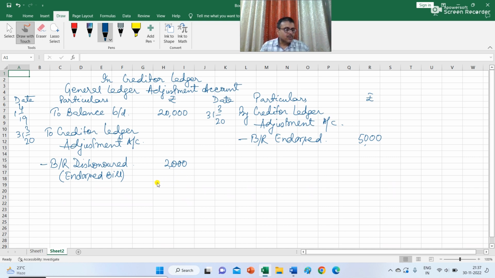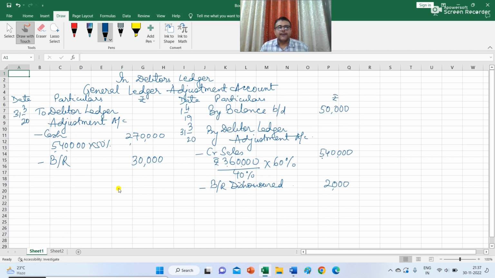The next journal is goods returned by customer, rupees 2,000. So this is basically your sales return. So I have to record it here. Sales return is rupees 2,000. Your journal entry is general ledger adjustment account debit to debtor ledger adjustment, and the purpose is for sales return rupees 2,000.